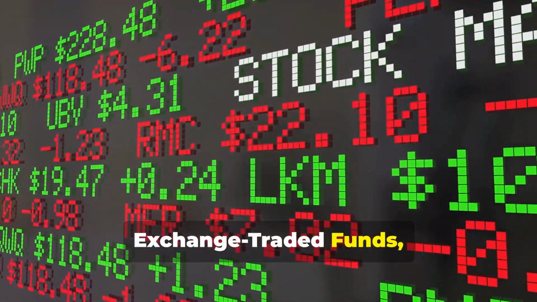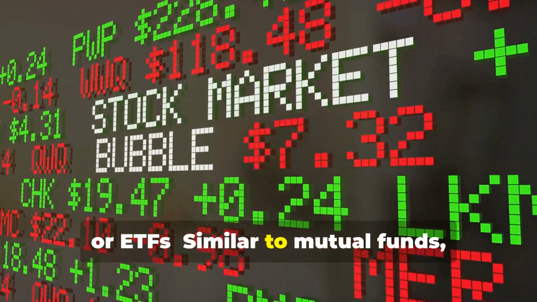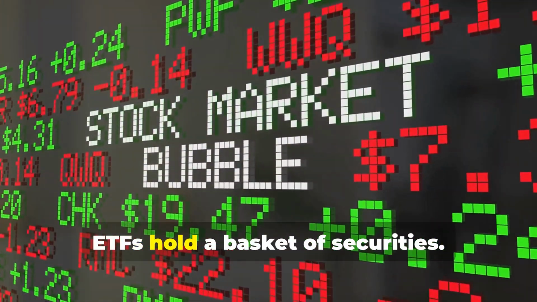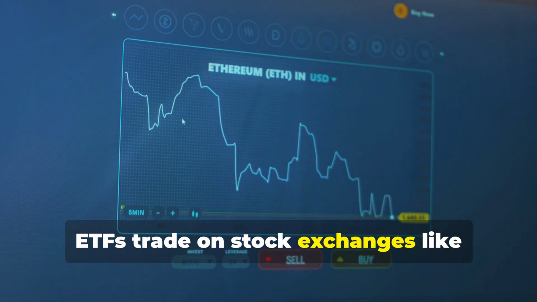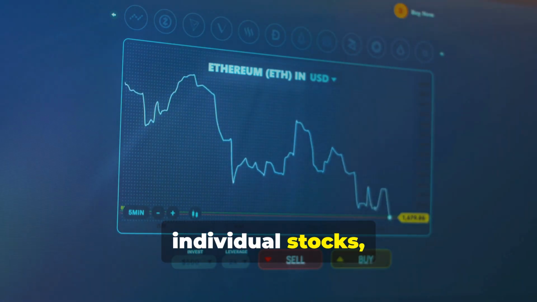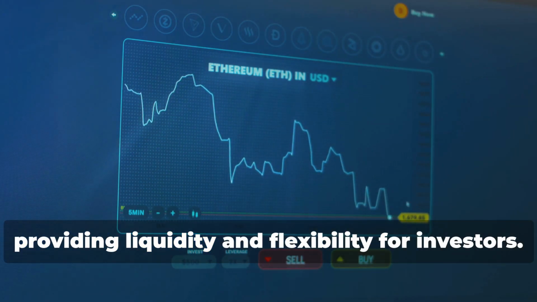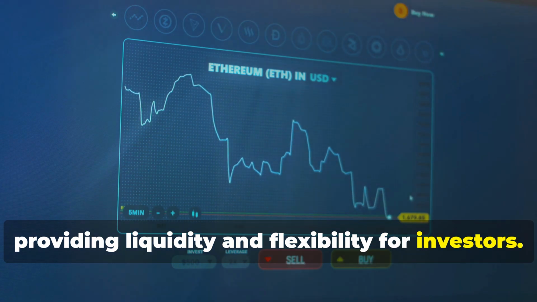Exchange-traded funds, or ETFs. Similar to mutual funds, ETFs hold a basket of securities. However, ETFs trade on stock exchanges, like individual stocks, providing liquidity and flexibility for investors.